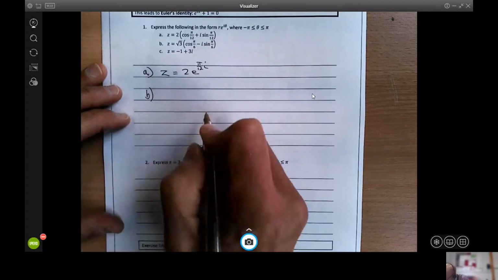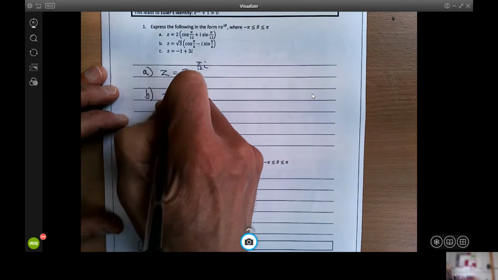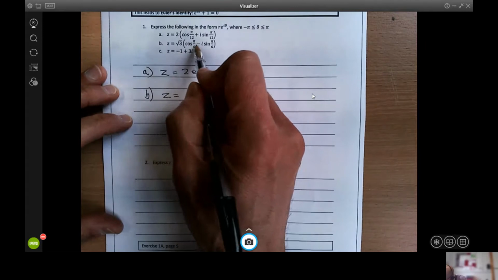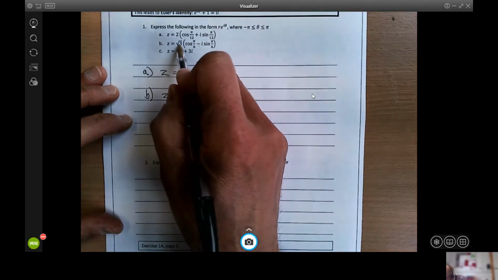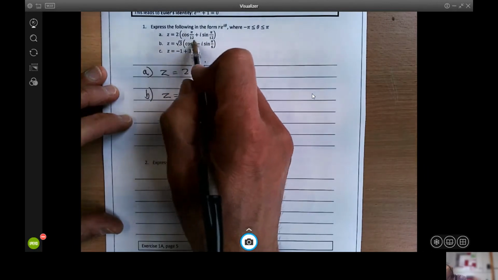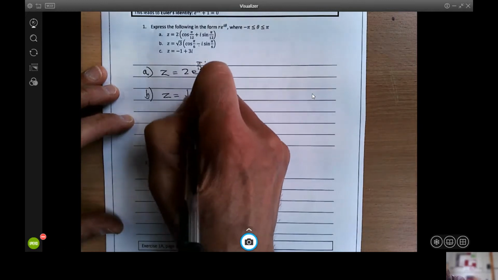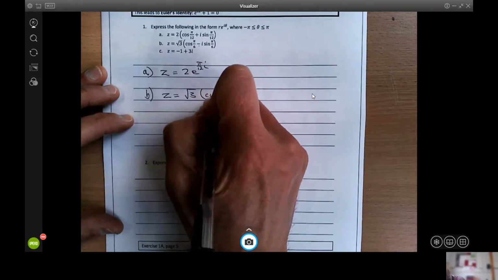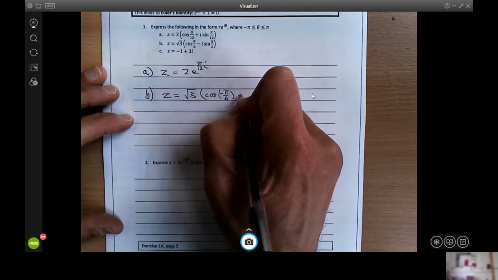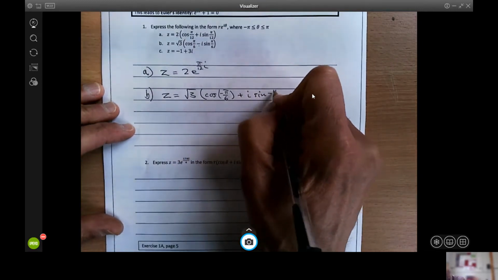For B, we've got to be careful because we've got a minus sign here. So we're going to say z is equal to, now we can change this from root 3 cos of pi over 6 minus i sine pi over 6 to root 3 cos of minus pi over 6 plus i sine minus pi over 6.